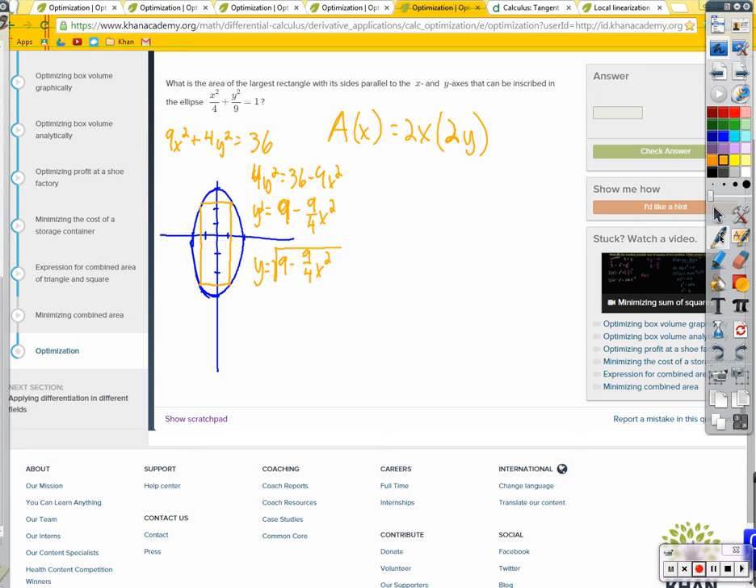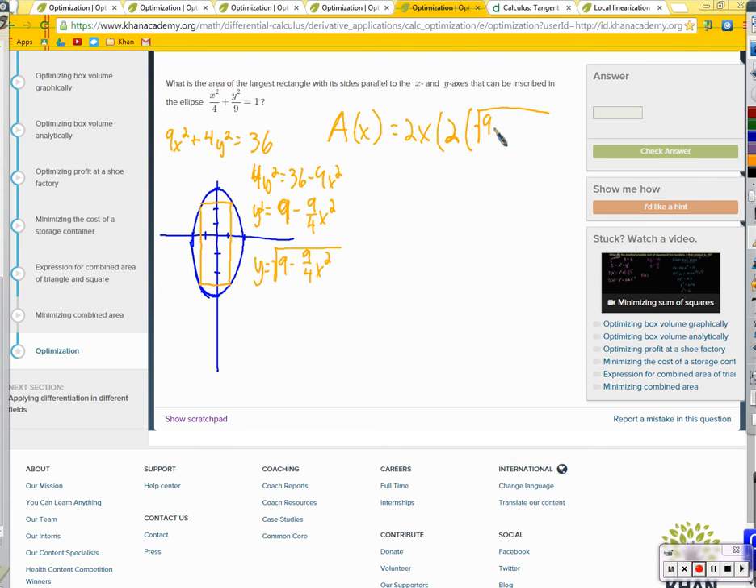So y is that thing we just found. So it takes the place of y, the square root of 9 minus 9 fourths x squared. Gross. That's what we have.